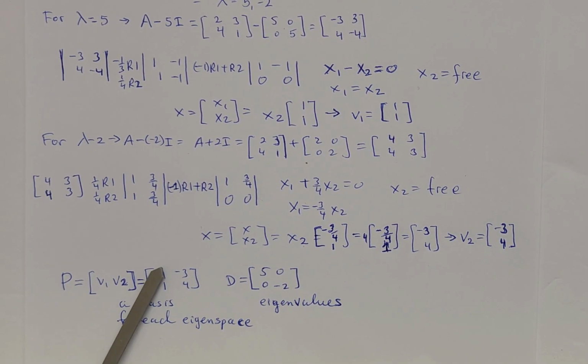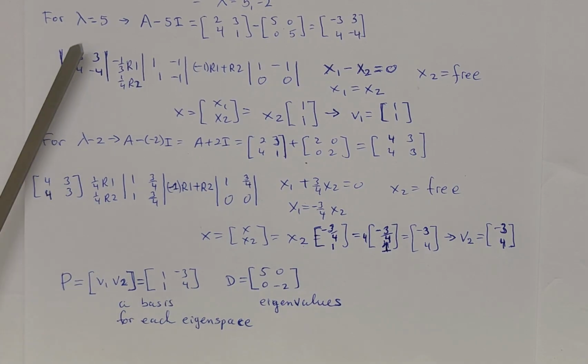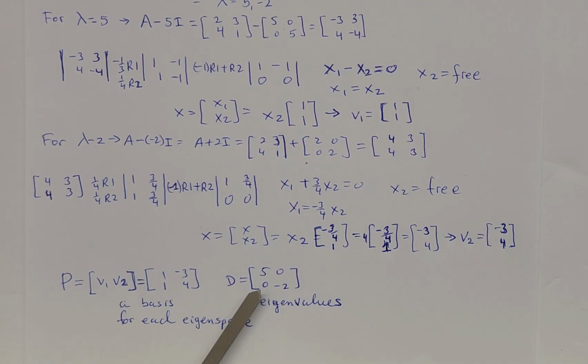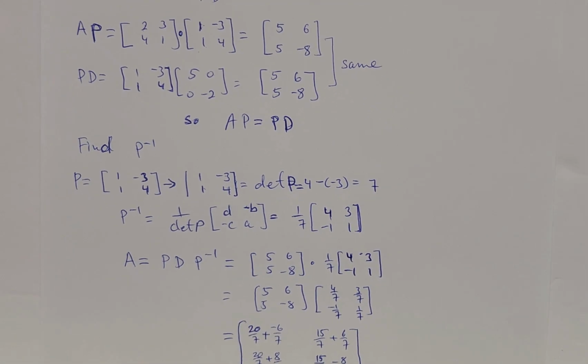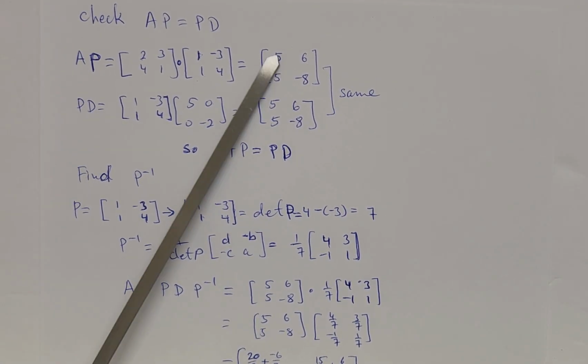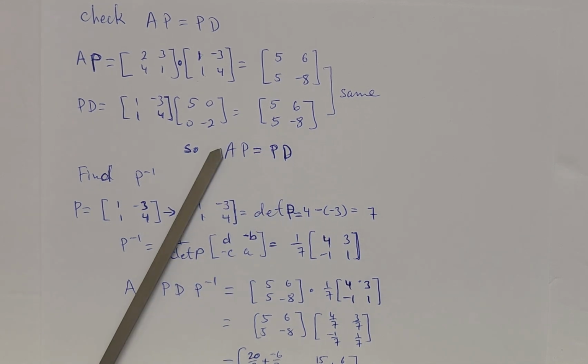P is all of the bases that we found from the eigenvalues. One more time: P is the basis or vectors according to each of the eigenvalues. And then the matrix D is only the eigenvalues. After that, we check whether they are true or false. So AP and P times D, since they are the same, we are good to go that they are true.